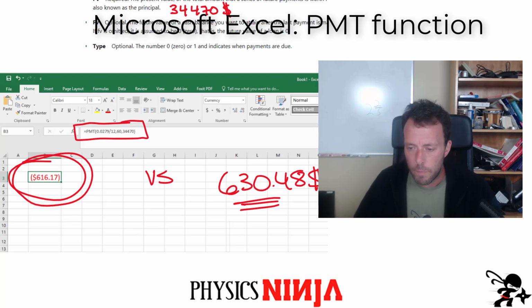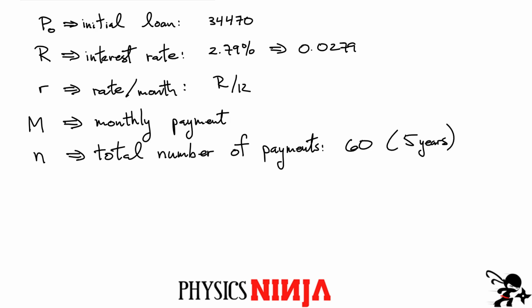All right, let's go. So we're going to start with some basic definitions here just to define some variables. We have a P0. This is going to be my initial loan value, right? The principal value, and for my case, like I said, is $34,470. They are charging me an interest rate. In my case here, the dealer was able to get an interest rate of 2.79%. If I write that as a decimal, just divide that by 100. There you go. That's my interest rate.